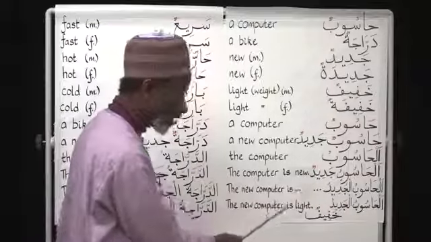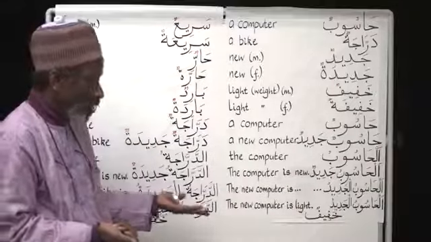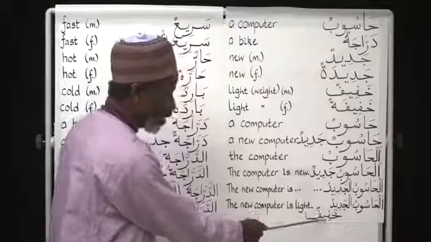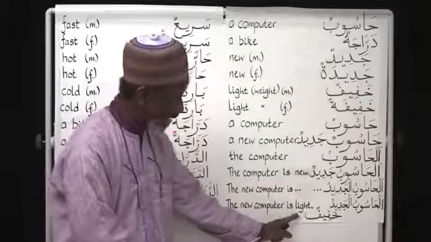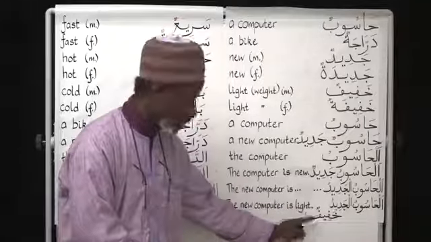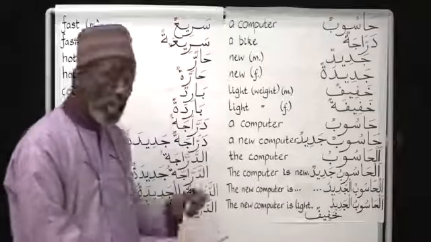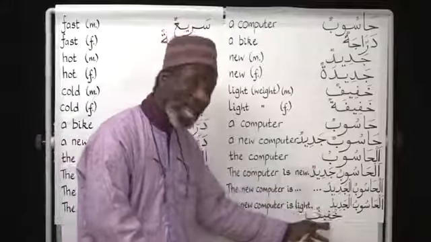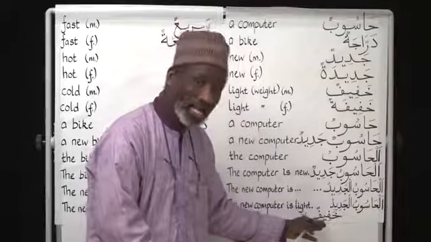The new computer is what? You need to complete it. Is what? That's your completion for you here. Al-hasubul jadidu khafifun, the new computer is light. We're achieving "is" by dropping the al. We make this khafifun indefinite. So your literal meaning is the computer, the new, a light. So the new computer is light.